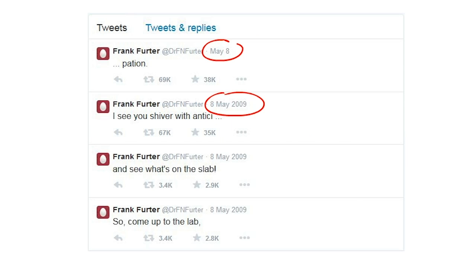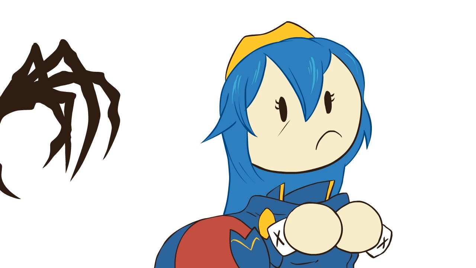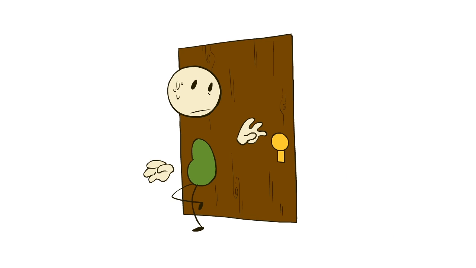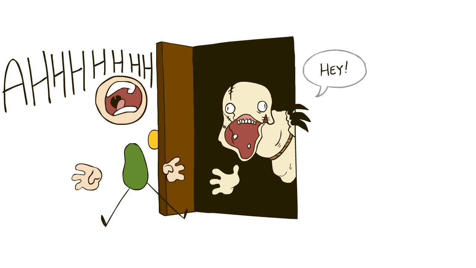It's about anticipation. It's about those stretches where you know something's coming and that something terrible is about to happen, but you don't know when. The build up to the scare is as important as the scare itself.